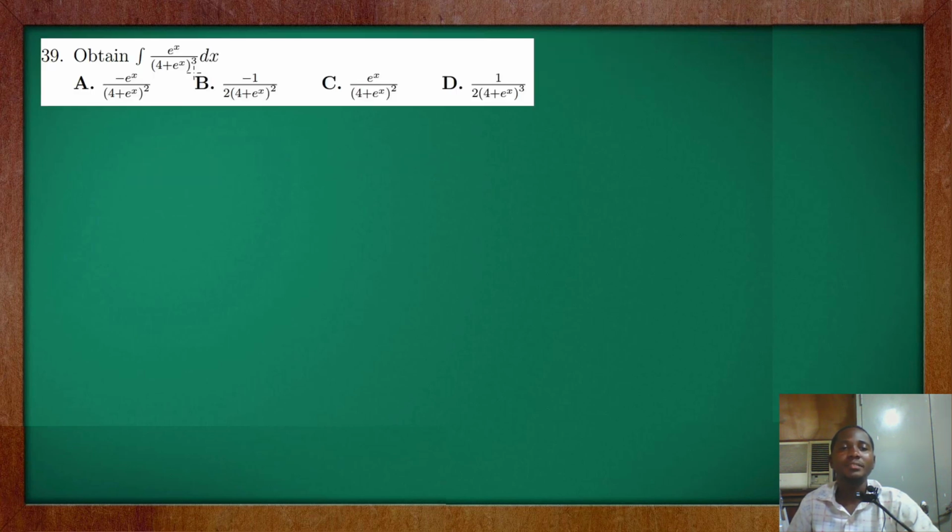Then question 10, we are asked to obtain the integral of e raised to power x over 4 plus e raised to power x, then raised to power 3, dx. Here I can write this as what? 4 plus e raised to the power of x, to the power minus 3, then multiplied by e raised to power x dx.